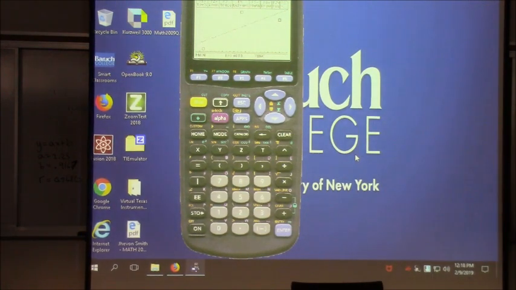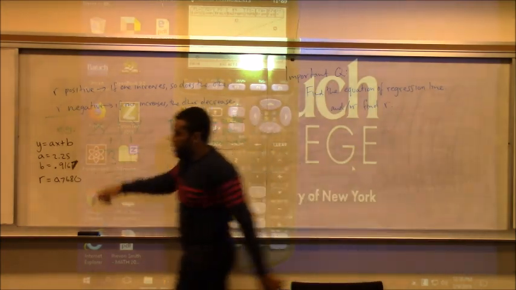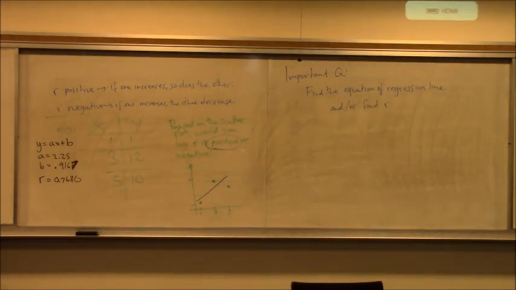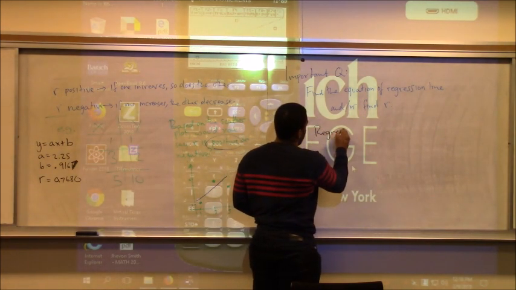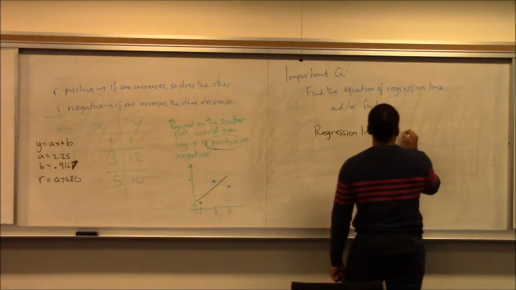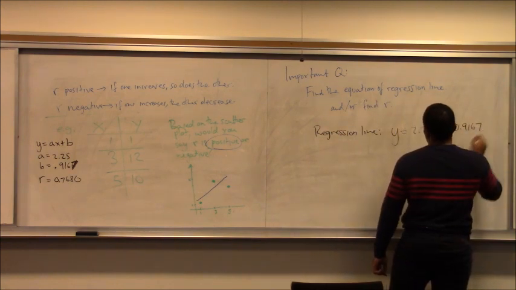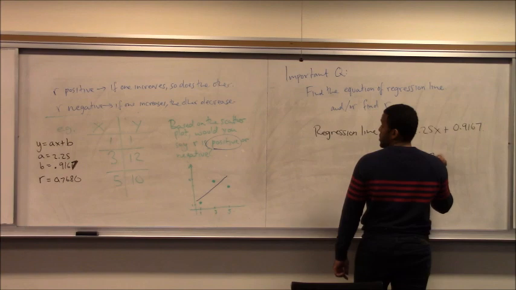So that pretty much ends what we need from this section. So basically you know how to do that on the calculator to find this, and you can understand. And so here, the regression line equation would actually be y equals 2.25x plus 0.967. And the r value will be 0.76.